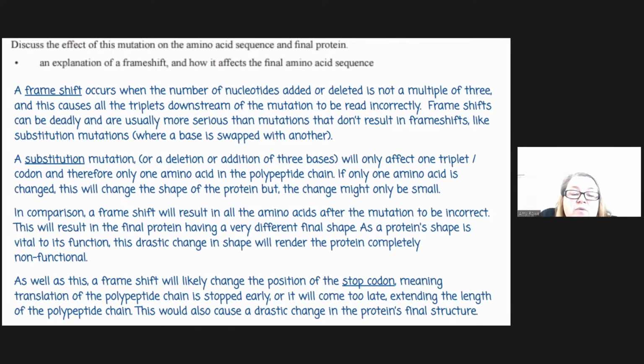A frame shift may also change the position of the stop codon, meaning that translation of the polypeptide chain is stopped early, or it will come too late, meaning that the length of the polypeptide chain is far too long. And again, this would also be a very significant change in the protein's final structure.